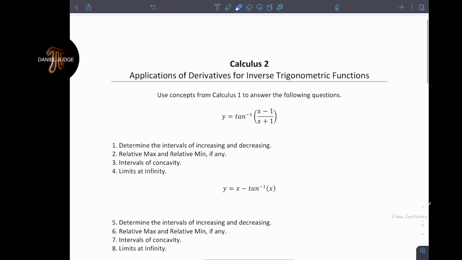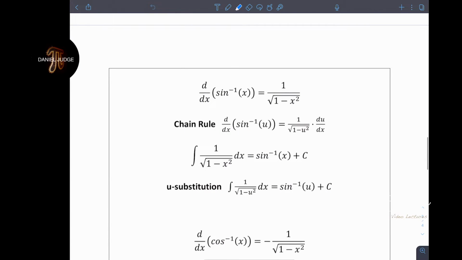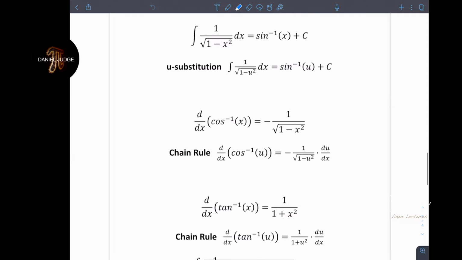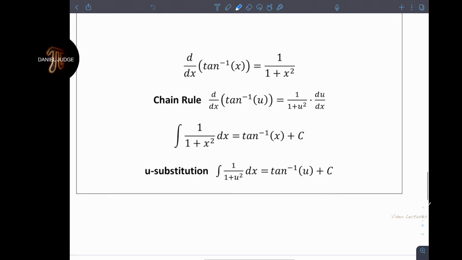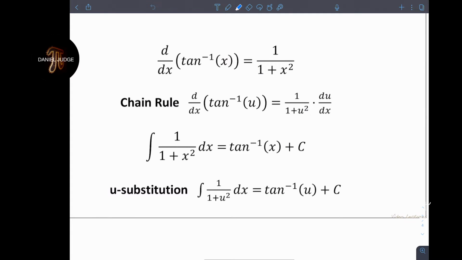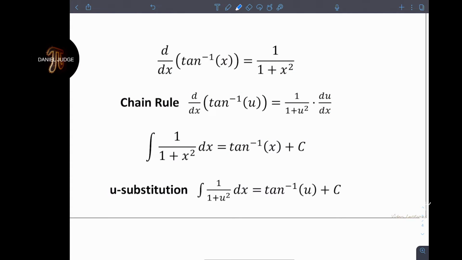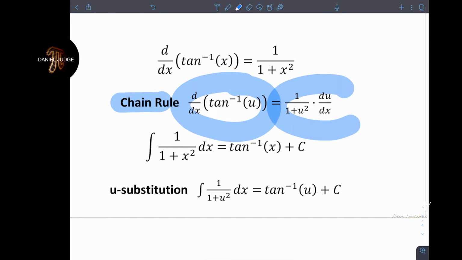Now, what I sent you guys here is a derivative and integral formula sheet. And we're going to look at here the tools we need, derivative of inverse tangent, and it's actually going to be chain rule here. So we're going to look at the chain rule for the derivative of inverse tangent, and it's going to be 1 over 1 plus u squared times du dx. Chain rule.